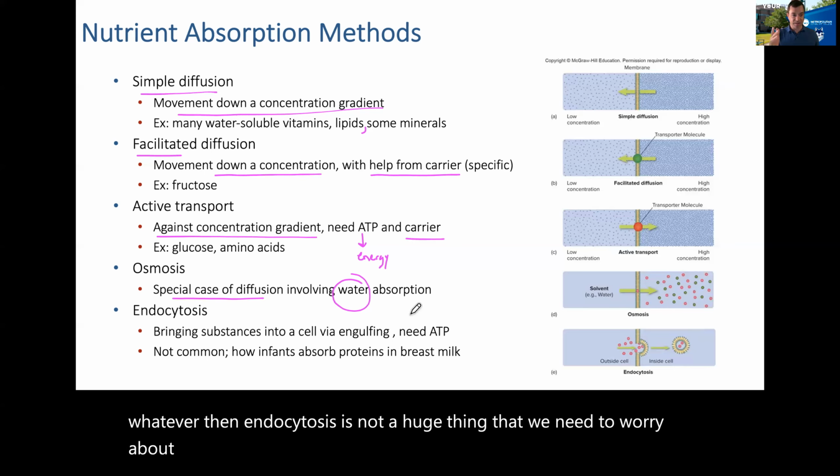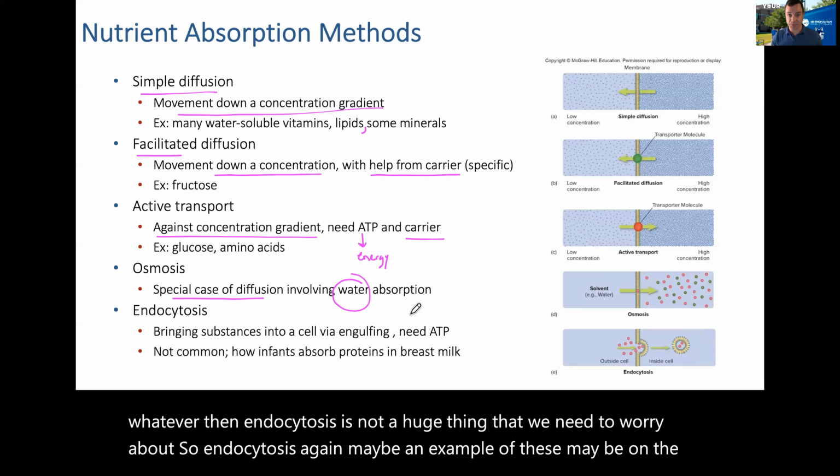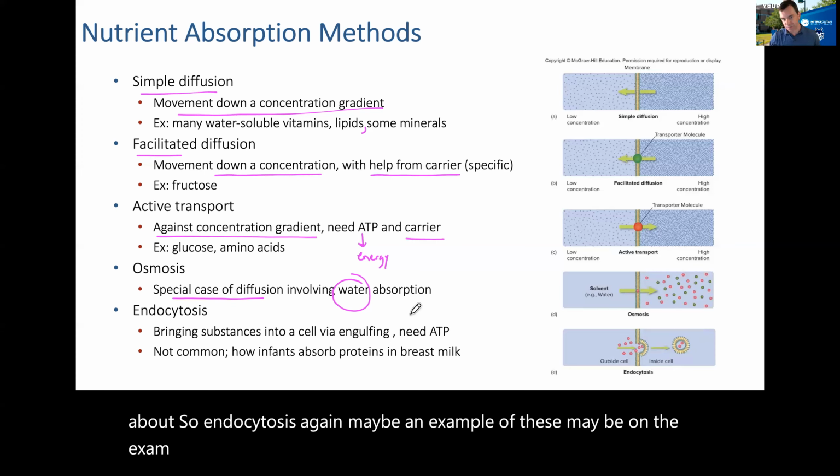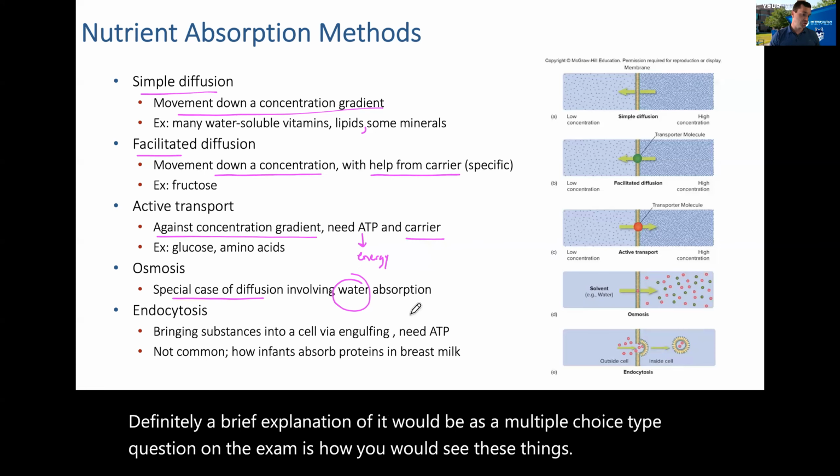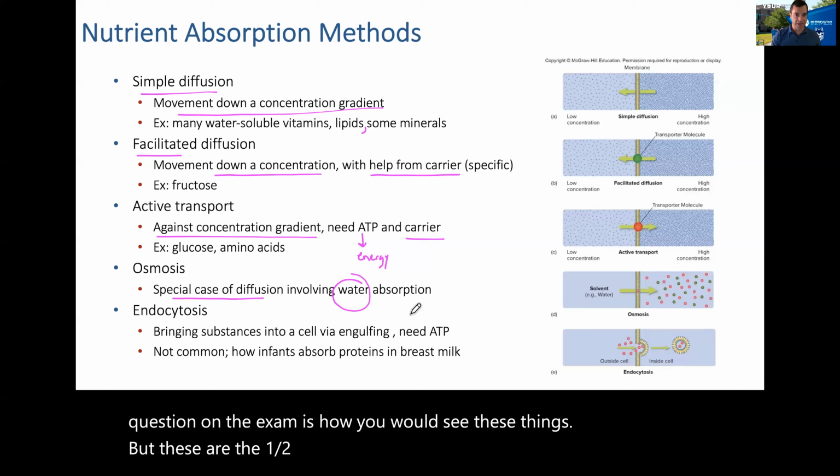Endocytosis, again, maybe an example of these may be on the exam. Definitely a brief explanation of it. It would be a multiple choice type question on the exam is how you would see these things. But these are the 5 different ways in which nutrient absorption methods occur.